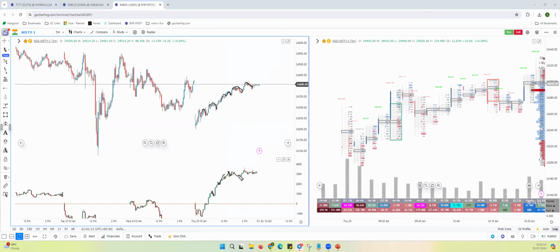So delta was not really reacting, so the sellers were weak at every level. Essentially, what it meant is they're not able to really form a good selling candle to pull the market down, and hence the market eventually held those levels today.